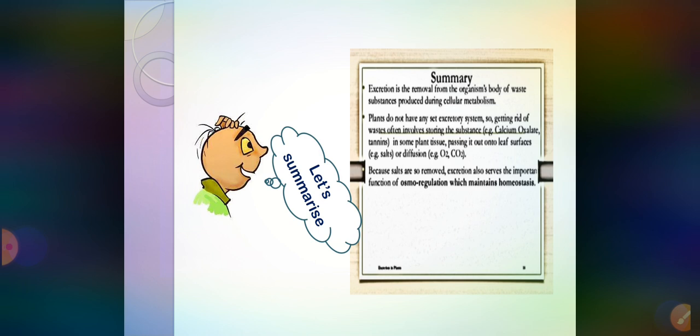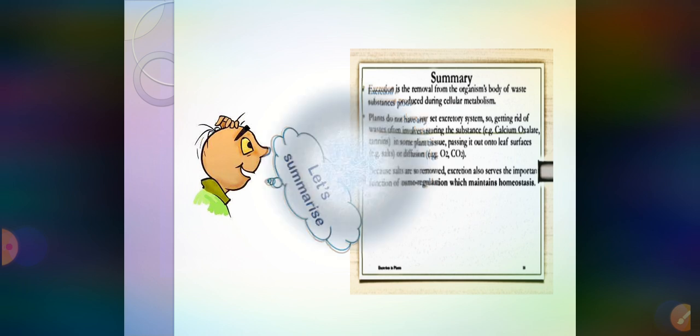Excretion also serves the important function of osmoregulation. See, osmoregulation not only applies in animals, but we are coming to know that it also applies in plants, which maintains homeostasis. Very good. Next.